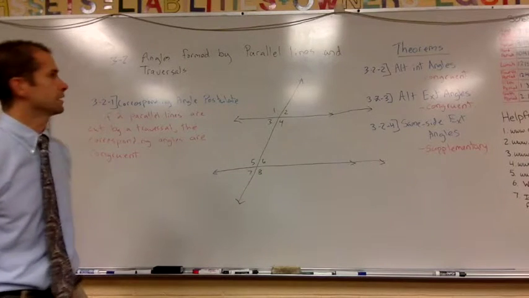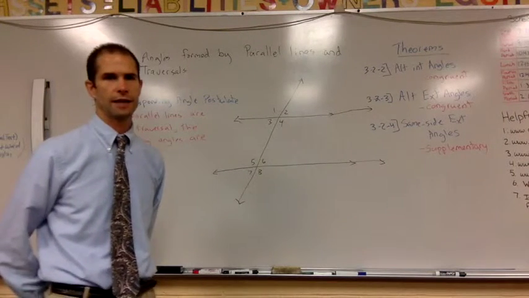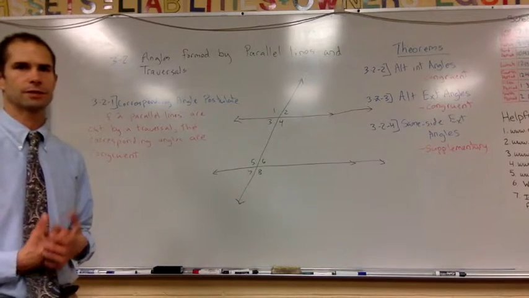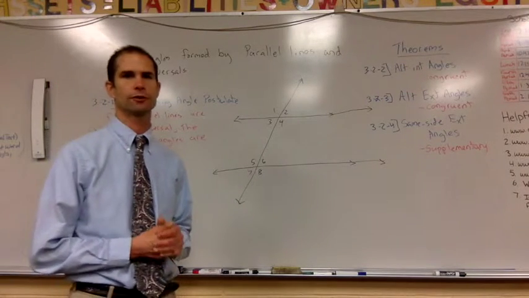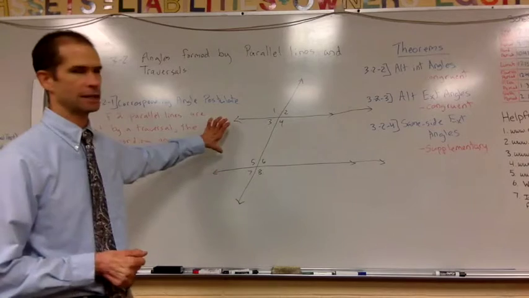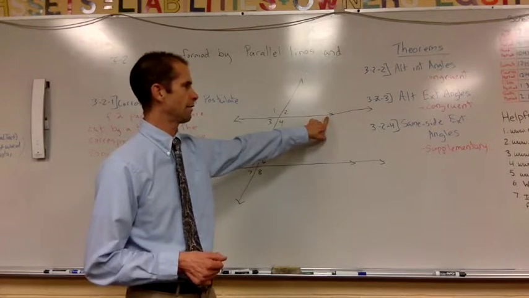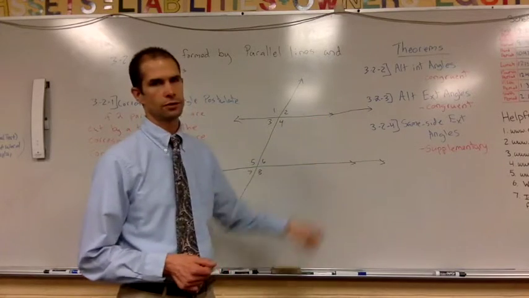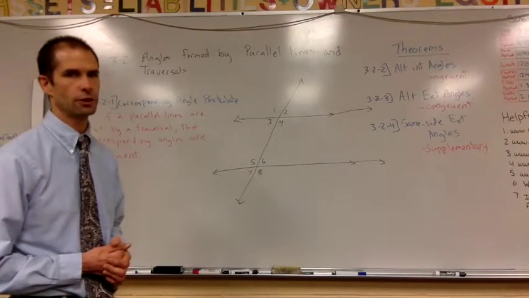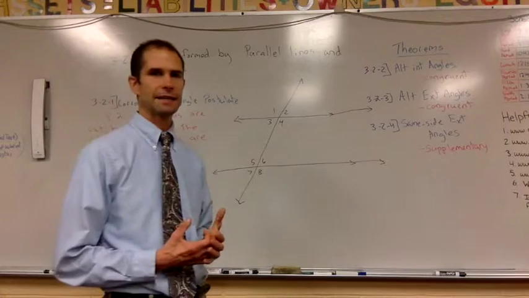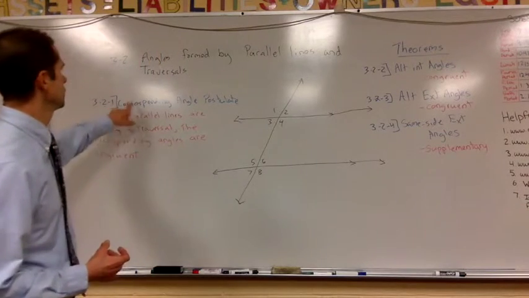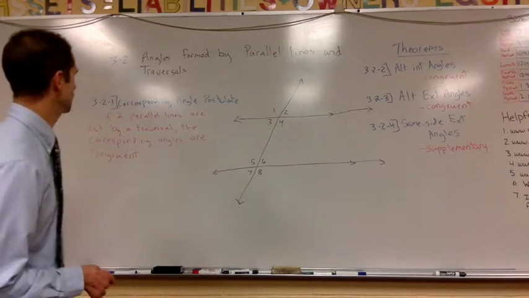Now that we understand what a traversal is and the different relationships and the different angle pairs that are formed by a traversal, now we want to look at a special case where our lines are parallel. And notice I put the arrows on here to show that our lines are parallel. So there's a special case when a traversal cuts through parallel lines.